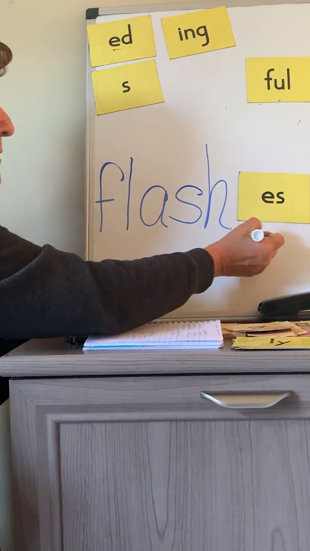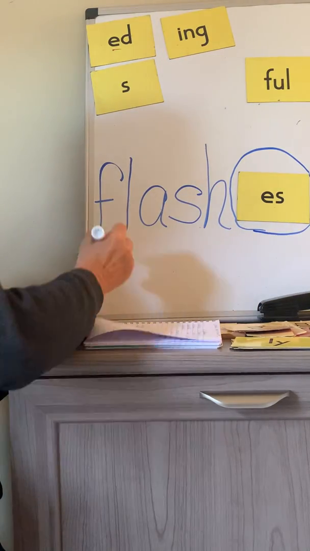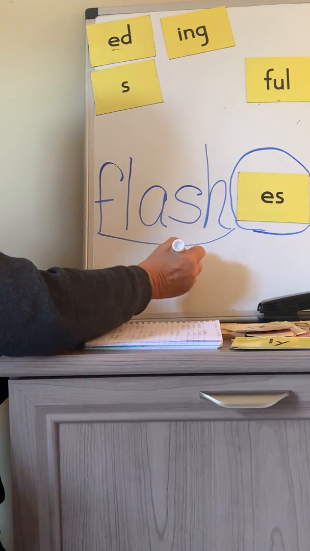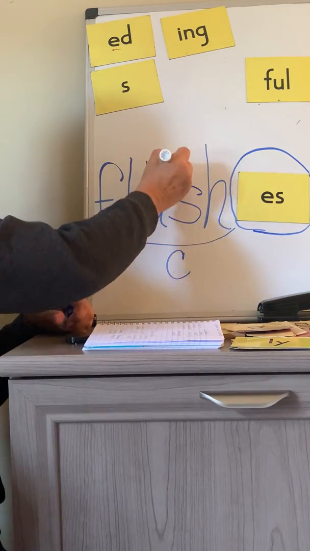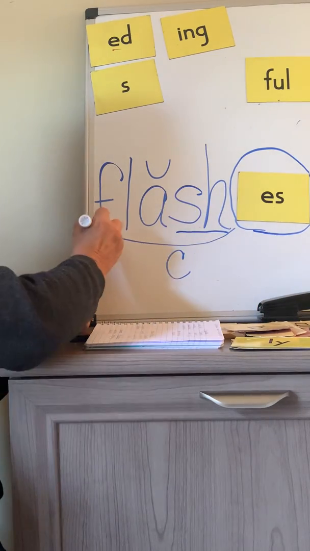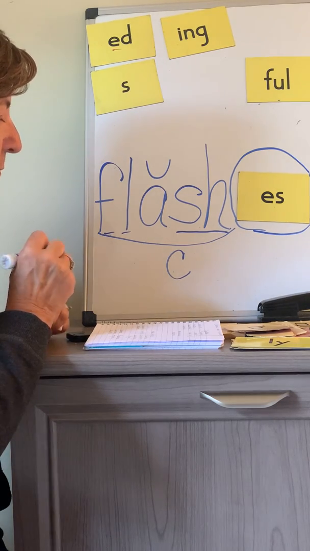So let's mark it. Put the es in the black hole. My base word is flash. It is closed because the A is short. Did you catch the digraph? And the consonant blend.